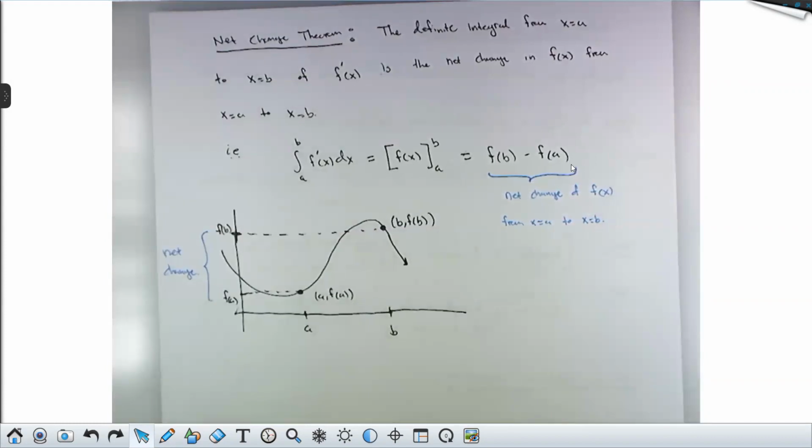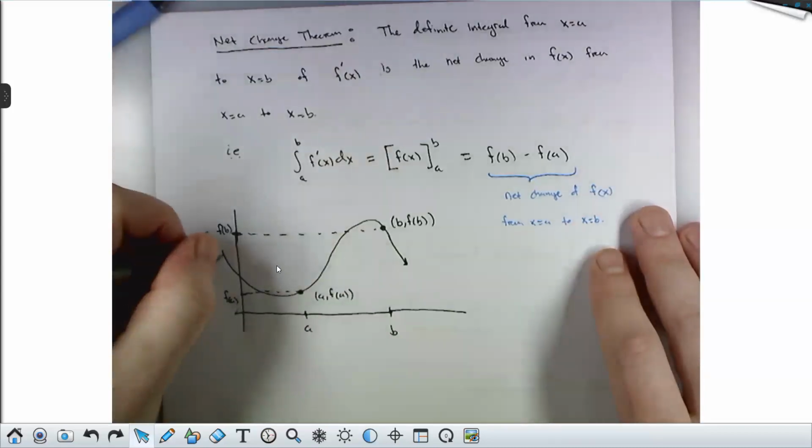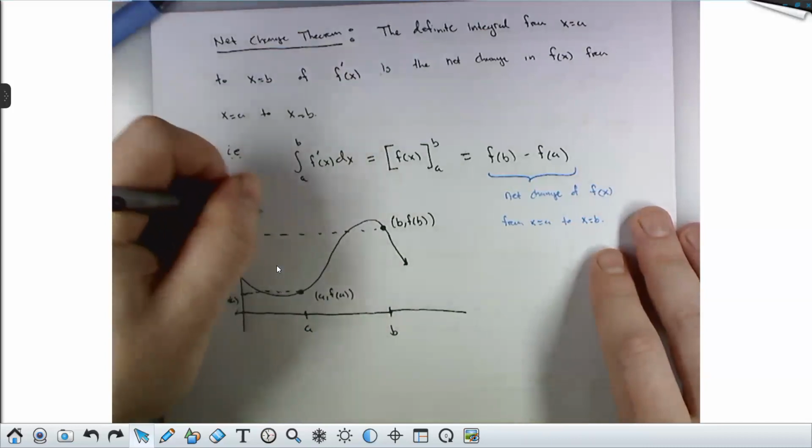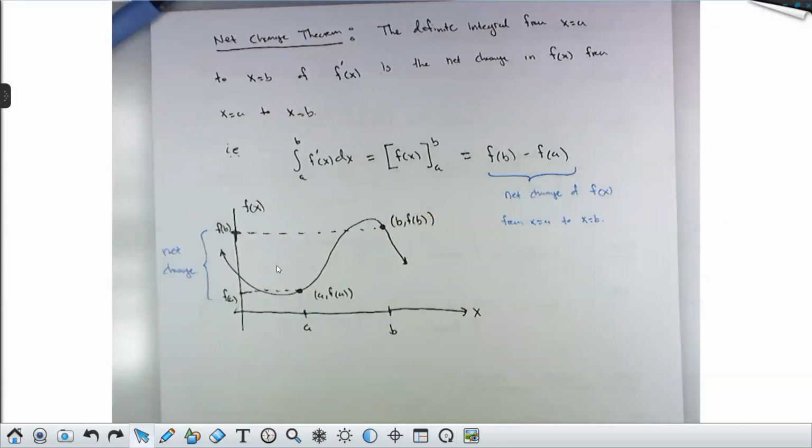So if your function ends at the same height it started at, then your net change is 0. If your function ends above the point it started at, then your net change is positive, like it would be here. And if your function ended below where it started, if the height over here was lower than the height over here, then your net change would be negative. This is mostly useful in application problems. The graph here is f of x. This is the x-axis. That's the idea.